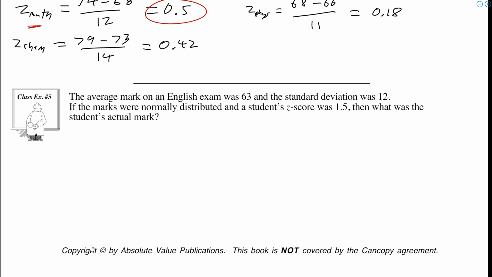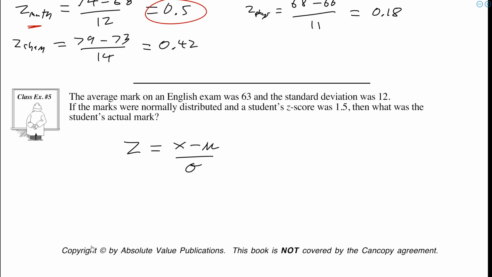Okay, now what about going backwards? We were just finding Z-scores. So what about instead: the average mark was 63, the standard deviation was 12, the marks were normally distributed, and the student's Z-score is 1.5. What was their actual mark? Let's use the formula Z equals X minus mu over sigma.